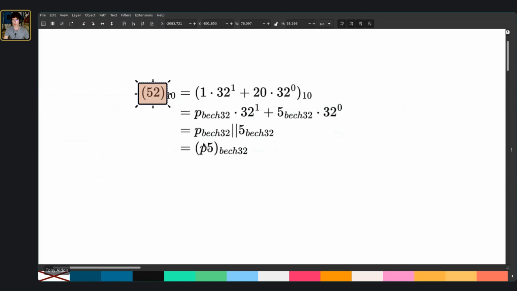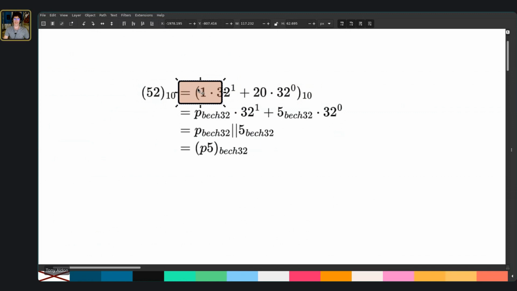How do we get the P on the 5 in BECH32 here? So these are indices that tell us the base we are in. So we use base BECH32 to say that we use the alphabet BECH32. So we start with 52. But 52 in base 32 is 1 times 32 to the one, and 20 multiplied by 32 to the power zero, which is one by convention. So yes, we have that.